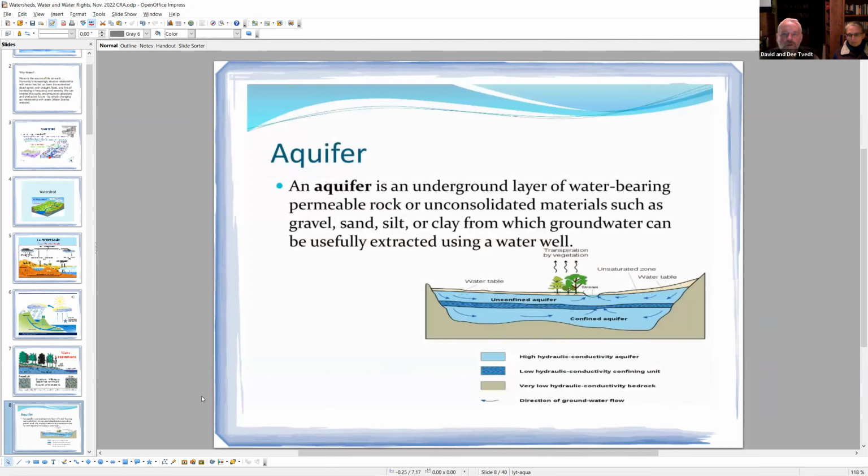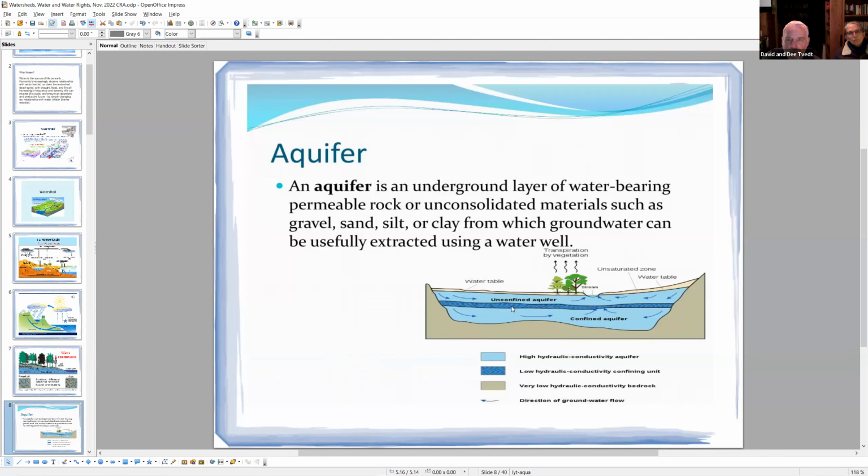An aquifer is an underground layer of water-bearing permeable rock or unconsolidated material such as gravel, sand, silt, or clay from which underground water can be usefully extracted using a water well. And so you see here, they differentiate between an unconfined aquifer and a confined aquifer. The unconfined water can easily percolate from the surface into the aquifer, and they are generally more easily polluted from activities on the ground.